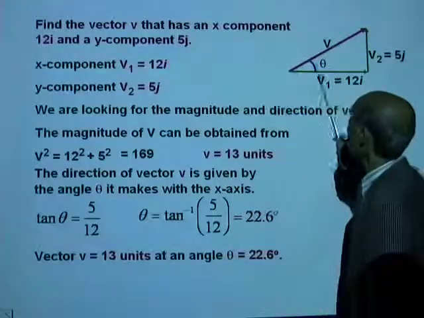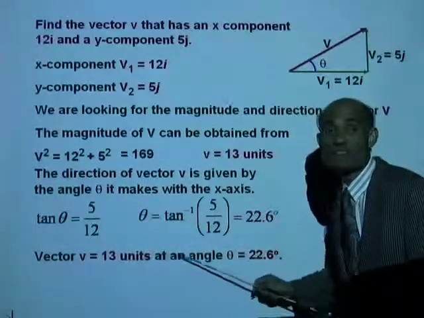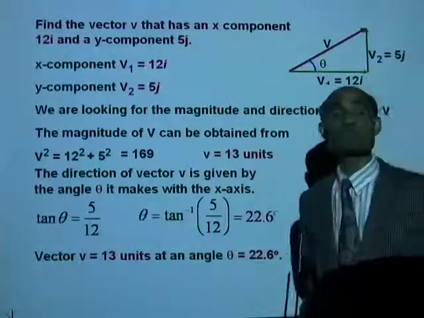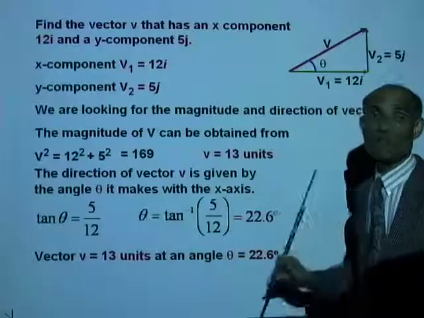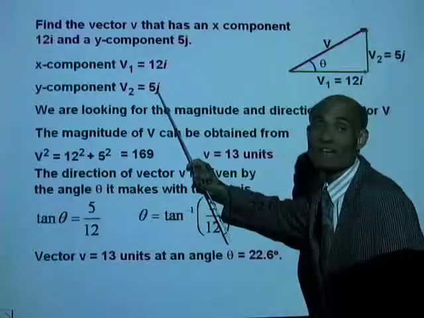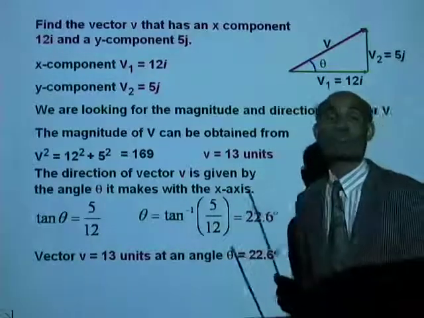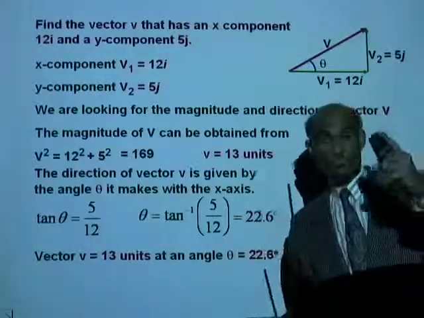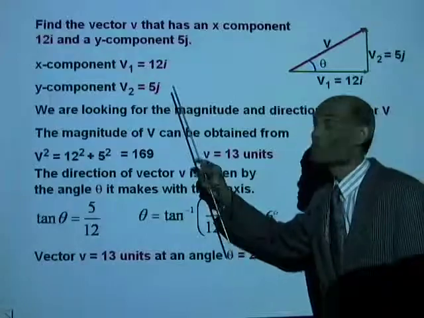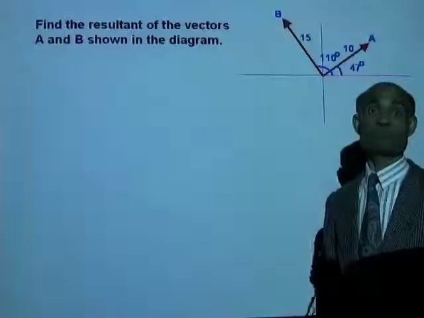So, we have now obtained that vector. That vector has a magnitude 13 units. Its direction is given by the angle theta equal to 22.6 degrees. So, very important concept. If you know the components of a vector, you can find the magnitude and direction of that vector. And conversely, if I give you the magnitude and direction of a vector, you can find the x and y components of that vector.